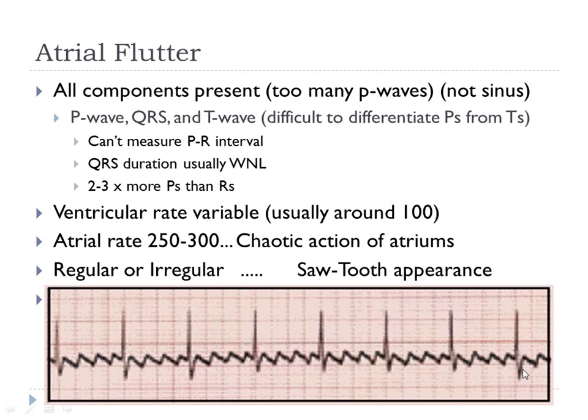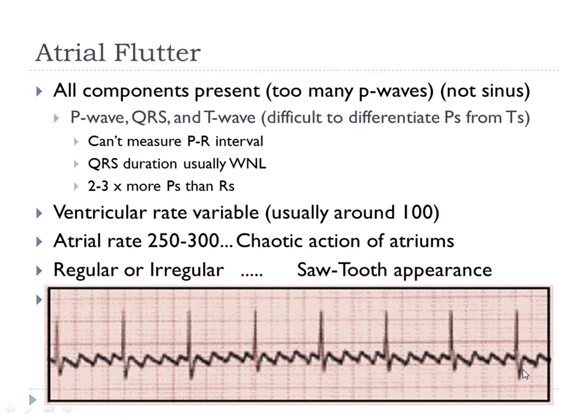Technically, atrial flutter is a supraventricular rhythm because this rhythm is a problem with the supraventricular area, the atrium, right? But it's not paroxysmal supraventricular tachycardia. It's a flutter.